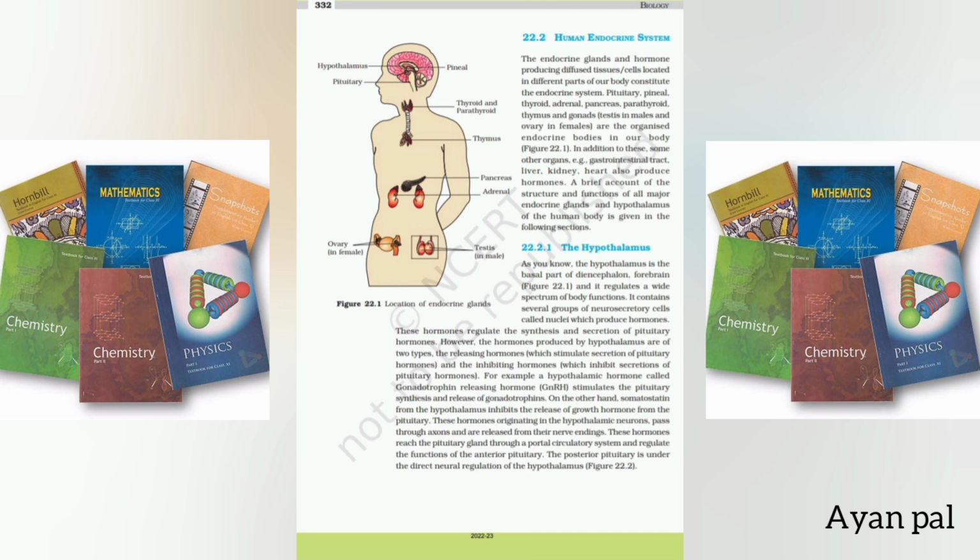For example, a hypothalamic hormone called gonadotropin releasing hormone, GnRH, stimulates the pituitary synthesis and release of gonadotropins. On the other hand, somatostatin from the hypothalamus inhibits the release of growth hormone from the pituitary. These hormones originating in the hypothalamic neurons pass through axons and are released from their nerve endings. These hormones reach the pituitary gland through a portal circulatory system and regulate the functions of the anterior pituitary. The posterior pituitary is under the direct neural regulation of the hypothalamus.